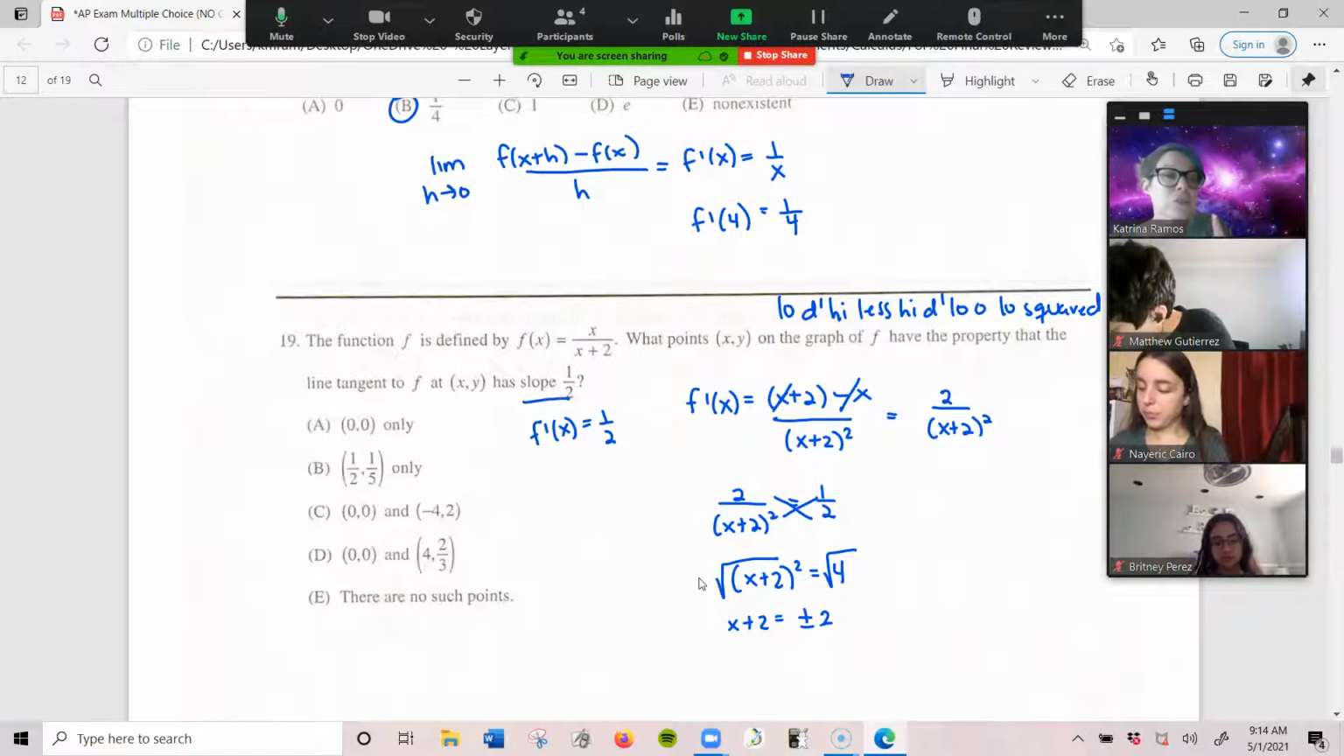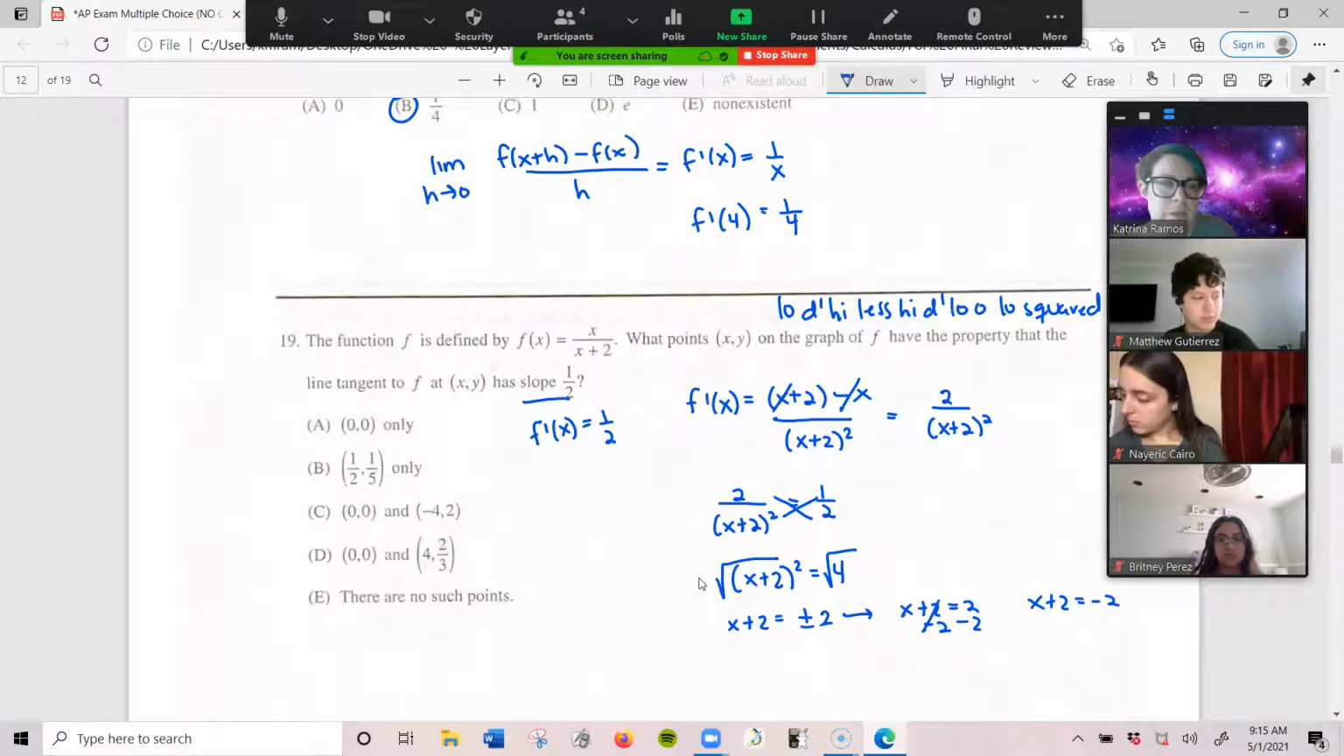So that means we're going to get two x values. We're going to get x plus 2 is equal to positive 2, and x plus 2 is equal to negative 2. So we solve for x for each one. Subtract the 2, we get x is equal to 0, and then here subtract the 2 as well, and we get x is equal to negative 4. So these are our two x values.